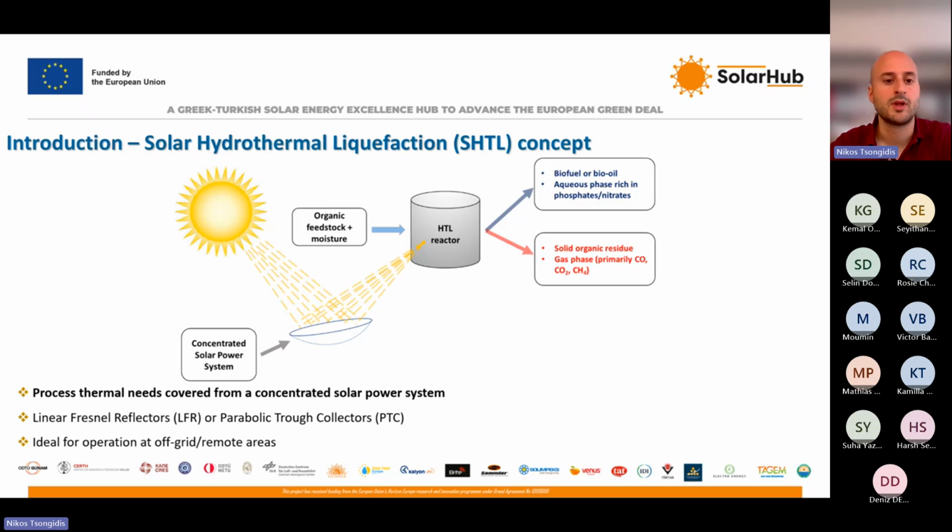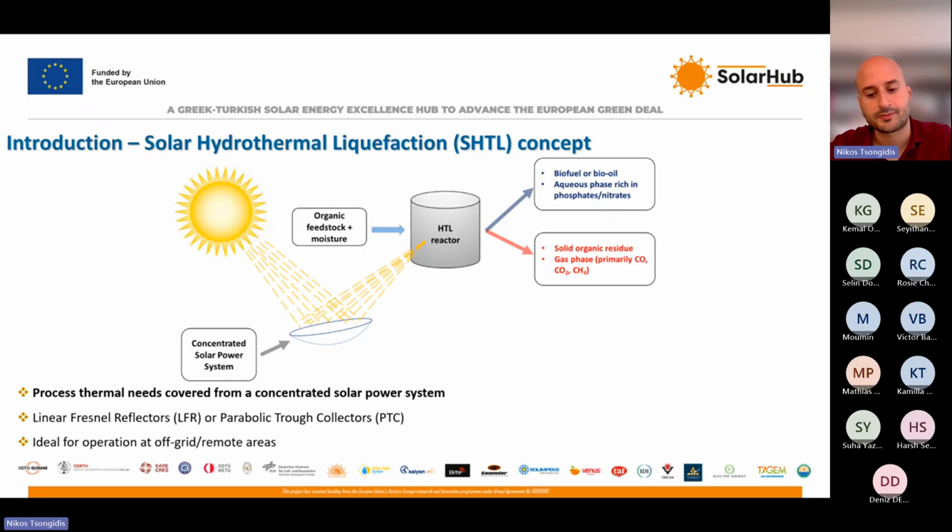The idea, of course, is to cover the thermal needs of the process using a concentrated solar power system. So it is as simple as that. The candidate technologies are either linear Fresnel reflectors, LFR, or parabolic trough collectors, PTC, because this is where our temperature range is around. So through our concept, through the idea that I will also show you a couple of details in our methodology that we follow, our concept is ideal for operation off grid and remote areas.